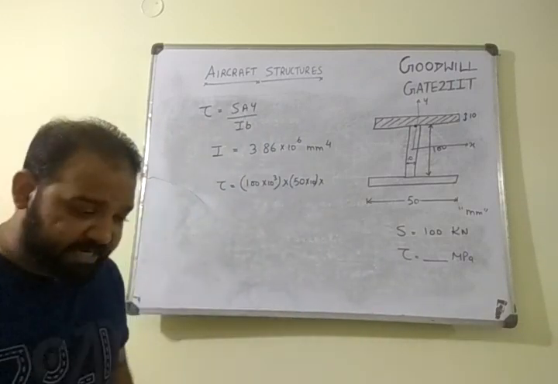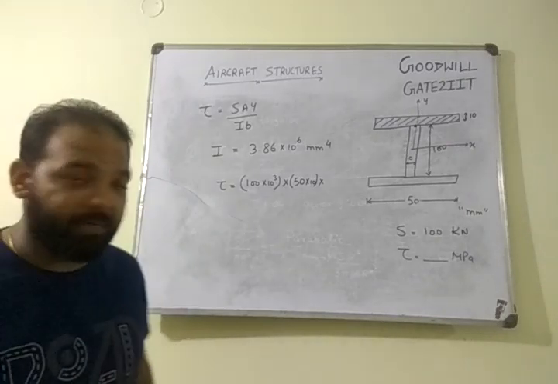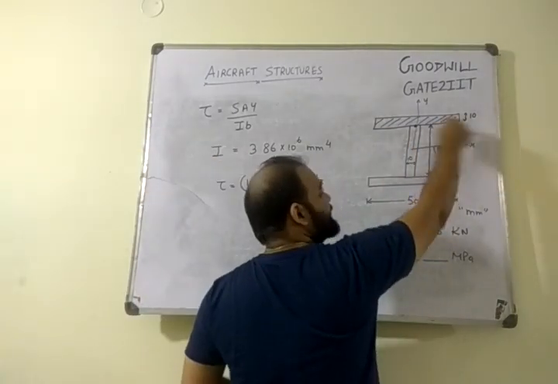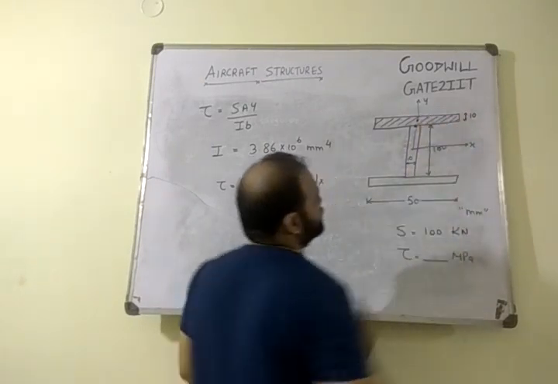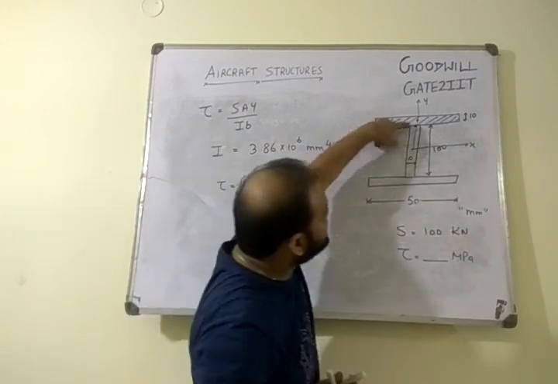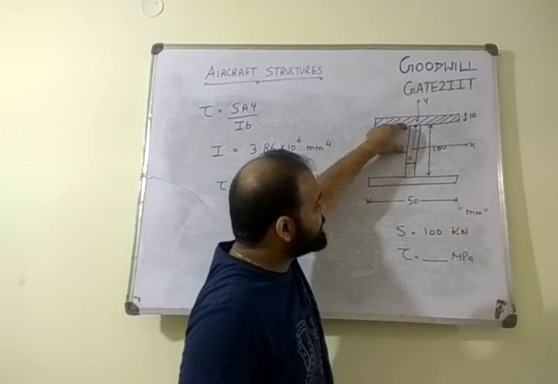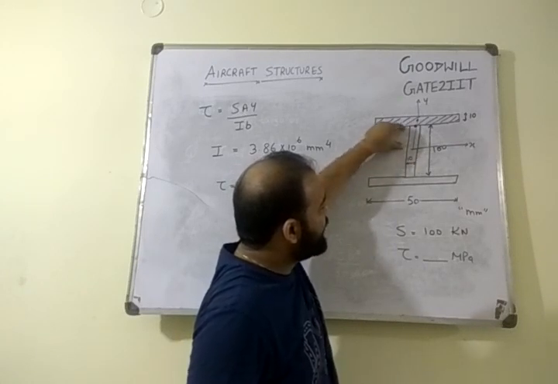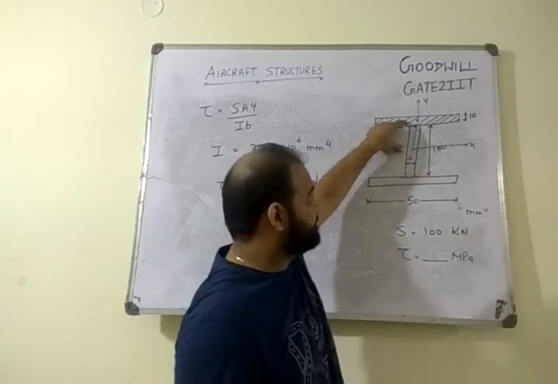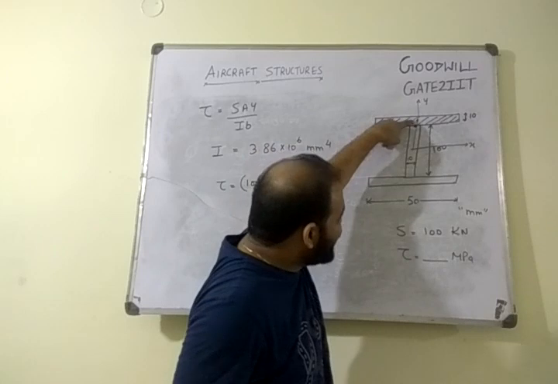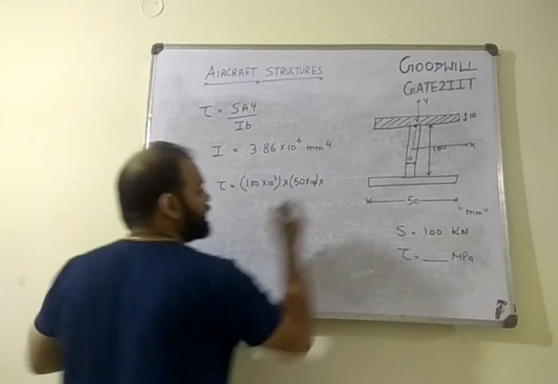Y is the distance between shaded area CG to the system CG. Now what do you mean by this? When you see the shaded area, it's a rectangle, right? Its own CG will be here. Now the system CG is here. What is the distance between these two? I hope it is clear to everyone how we can calculate this. This total is 100, right? Half of this is 50. And this 10, half of it is 5. So distance between this point to this point is 55. So distance between shaded area CG to system CG is Y.